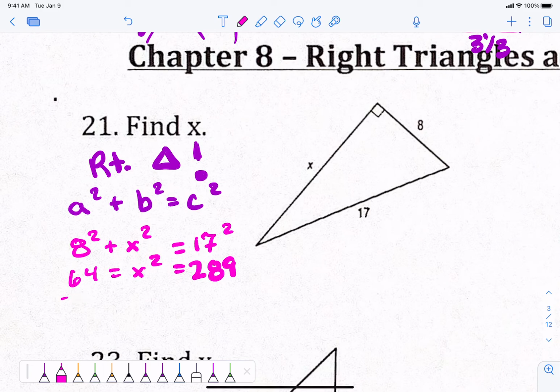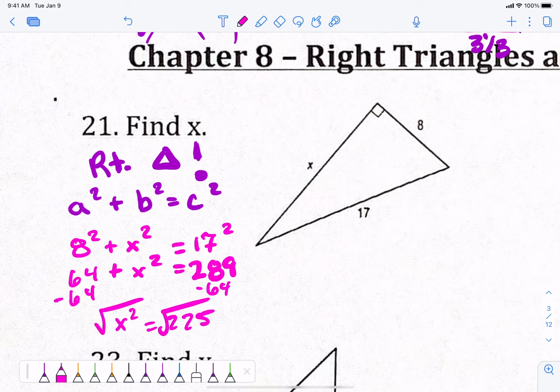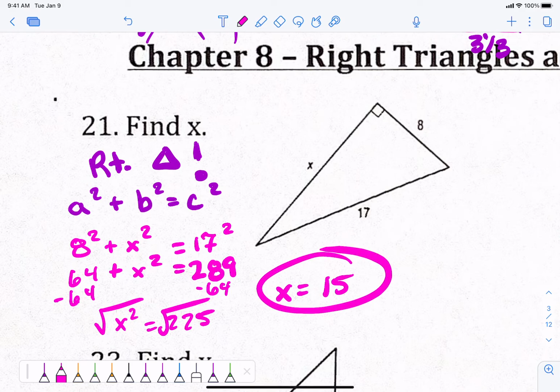I don't know why there's a plus sign, or an equal sign, I mean. 289 minus 64 is 225, and that's 15. It is an 8, 15, 17, which is one of the perfect triples that we wrote down the other day, yesterday. Those ones are nice.